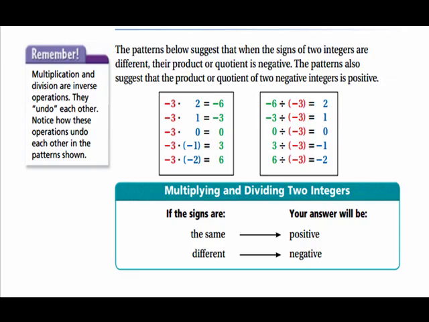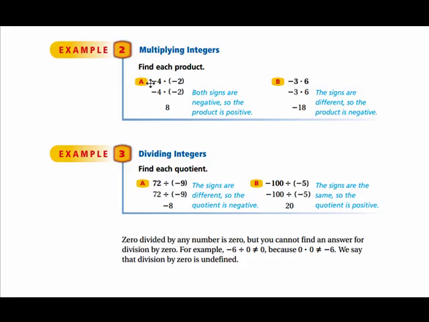Okay, let's go ahead and try a couple of those. So here we have both signs negative, so our answer has to be positive. All we really have to do is 4 times 2. For the next one, we can just do 3 times 6 is 18. And then we notice that the signs were different in our problem, so our product is negative. Same signs, positive answer. Different signs, negative answer.